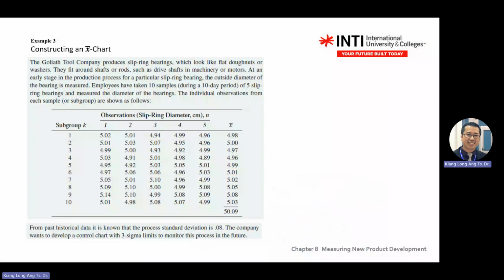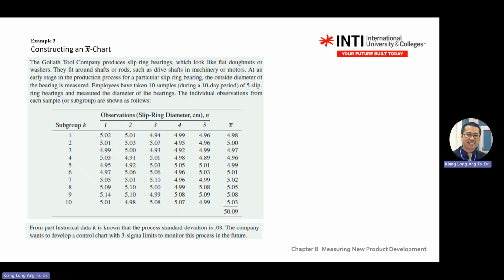Okay, so let's say he asks you to construct a mean chart, an X bar chart. So you're given a scenario where it's a company doing bearing and you want to do monitoring. Given you a scenario, employee have taken 10 samples during 10-day period, 5 slip ring bearings, and measured the diameters of bearing. Individual observation is given in the table.